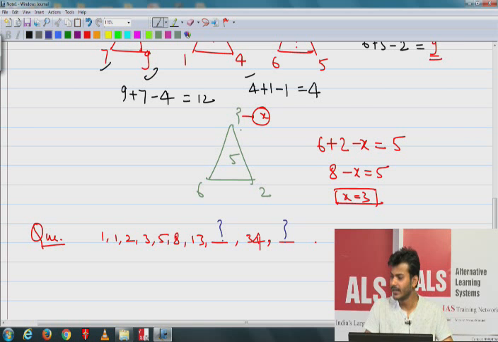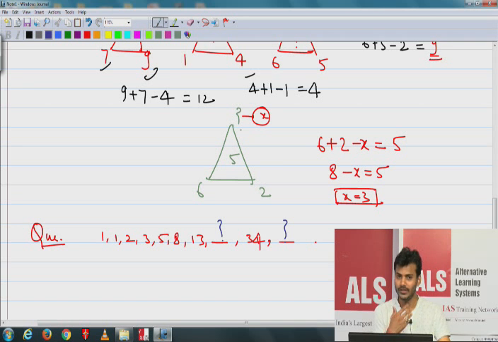Most of them are getting 21 and 55. Great. So how many of you actually got 21 and 55? Please raise your hands. 21 and 55, I want to see them. Great, nice. A lot of kids have got the answer.